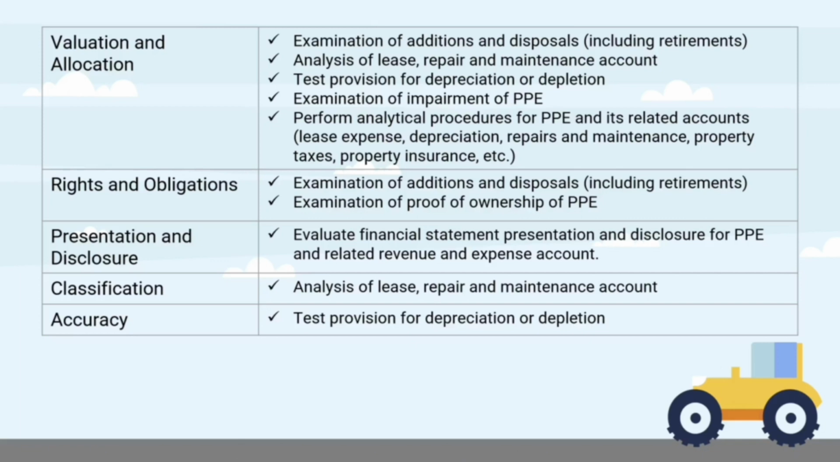Those lease expense, depreciation expense, then rights and obligations, examination of additions and disposals, which includes those for retirements, then examination of proof of ownership of property, plant, and equipment. So, for presentation and disclosure, it is to evaluate financial statement presentation and disclosures for property, plant, and equipment and related revenue and expense account. And for classification, analysis of lease, repair, and maintenance account. Then for accuracy, test provision for depreciation or depletion.